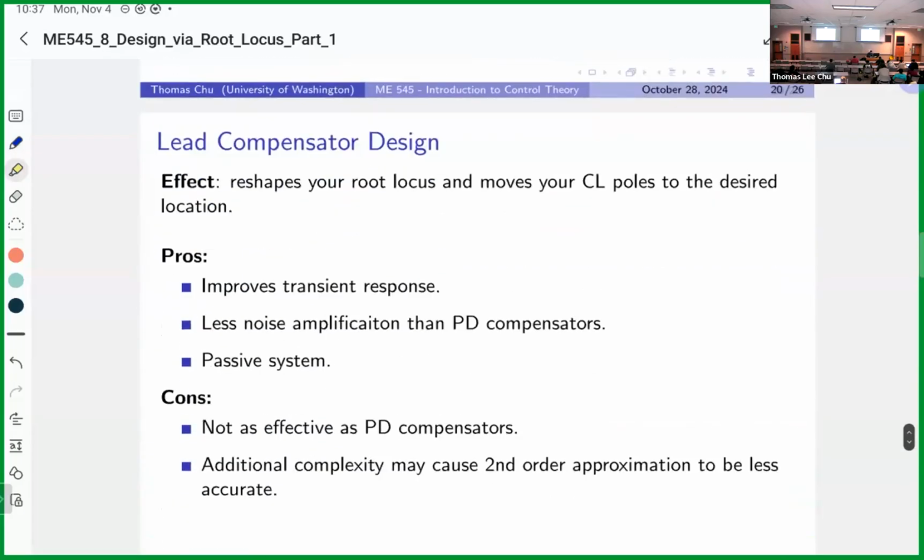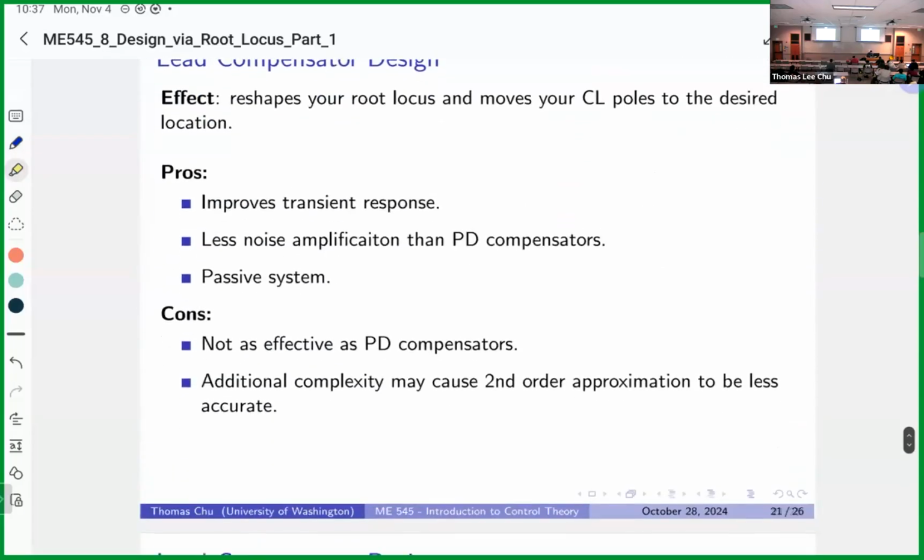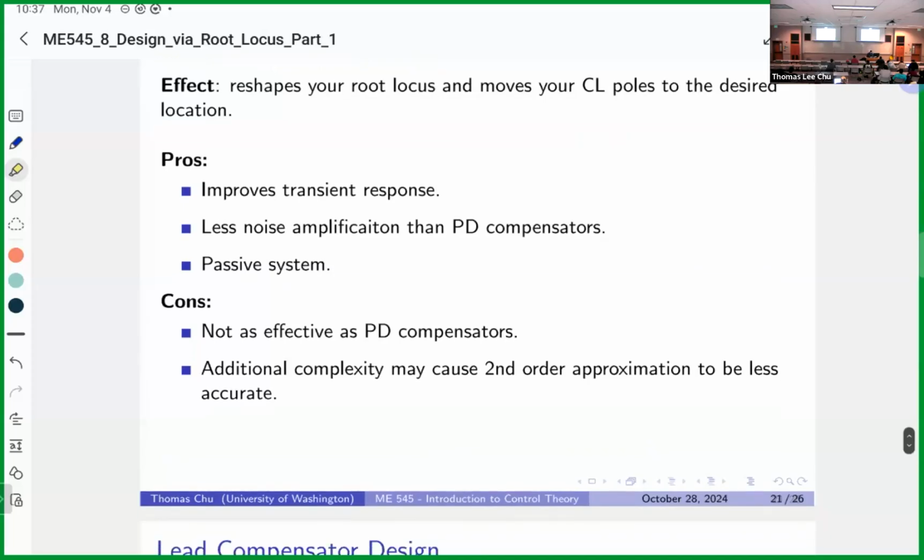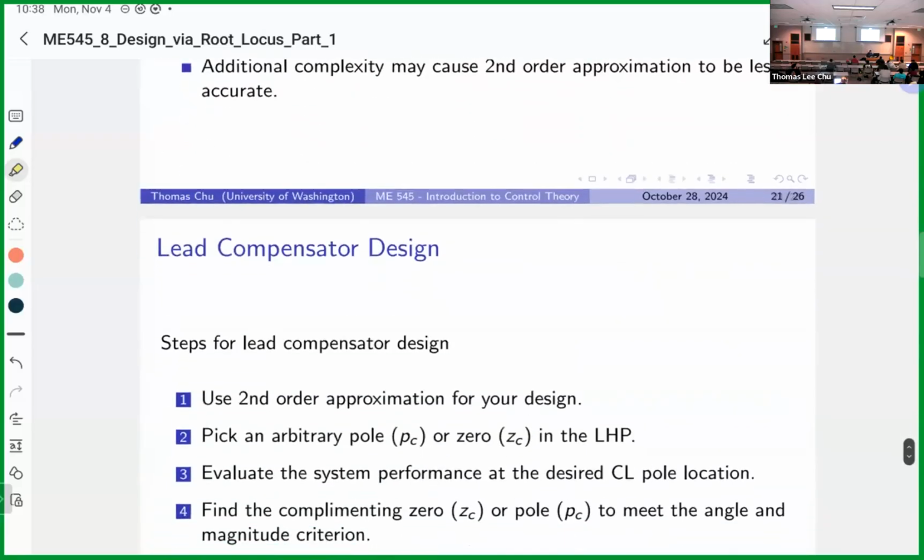So then, I talked briefly about the effects. It's similar to PD compensator where it improves your transient response time. There's less noise amplification than PD compensators, and it's a passive system, but it's not as effective as a PD compensator. And since we're adding both a pole and zero, there's added complexity to this design.